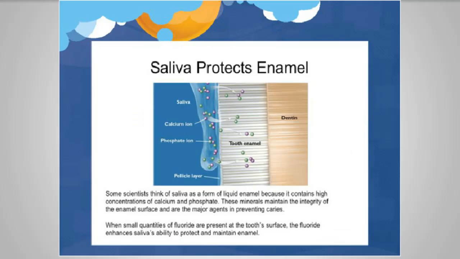Saliva is a protection for the enamel, and in fact scientists think that saliva is some sort of a form of liquid enamel because of its high concentrations of calcium and phosphates. These minerals maintain the integrity of the enamel surface and are the major agents in preventing caries. When you also have small amounts of fluoride present on the tooth surface, that enhances saliva's ability to protect and maintain the enamel.